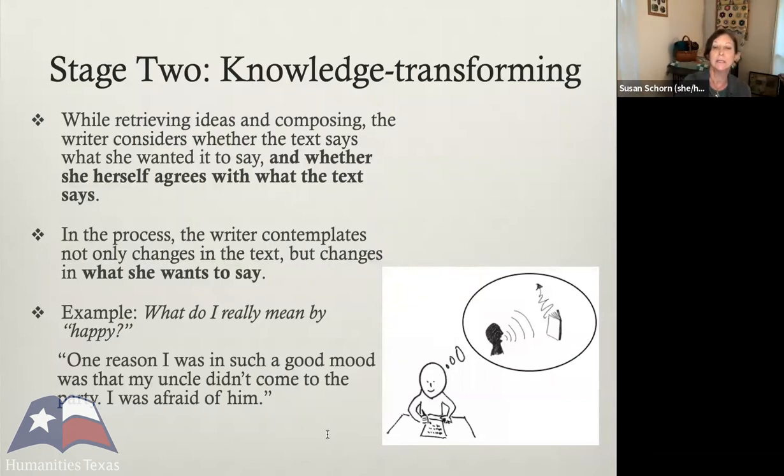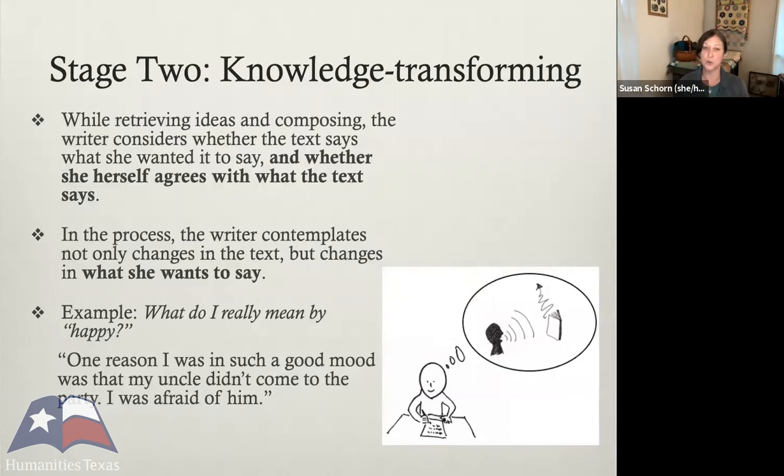Okay, so in this little happy person's brain, as they're writing, while they're retrieving ideas and composing the text to report those ideas out, the writer also starts to consider whether the text says what she wanted it to say and whether she herself agrees with what the text says. And in the process of those activities, the writer starts to contemplate potential changes in the text and potential changes in what she wants to say.